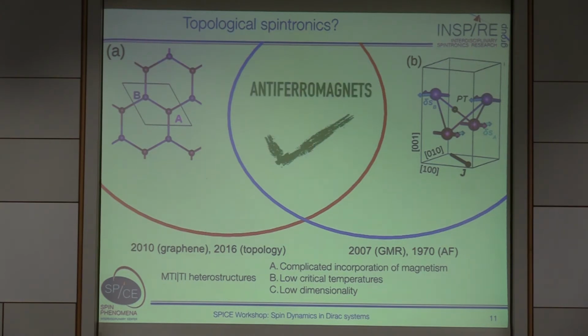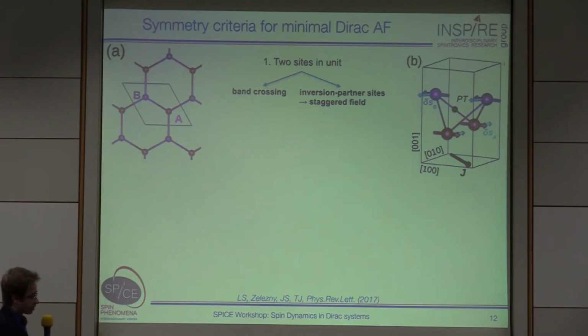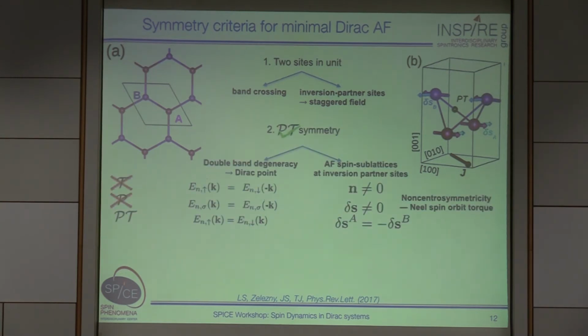Surprisingly, we will see now that antiferromagnets can do some interesting things for us. I pick this specific minimal Dirac antiferromagnet, where I want to show the basic physics. Now I will design the symmetry criteria for it. What you definitely need is at least two sites in the unit cell, because regarding Dirac quasi-particles, you will probably get some band crossings due to band folding. At the same time, you need these Néel spin-orbit torques, so you need these staggered fields, so also two sites in the unit cell.